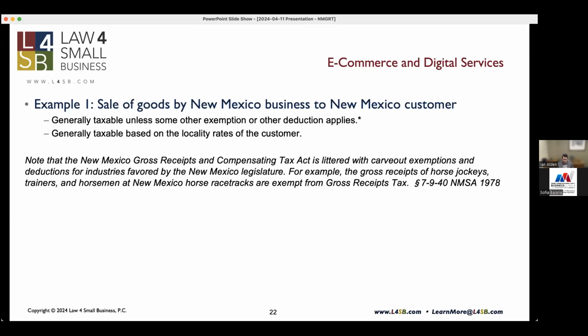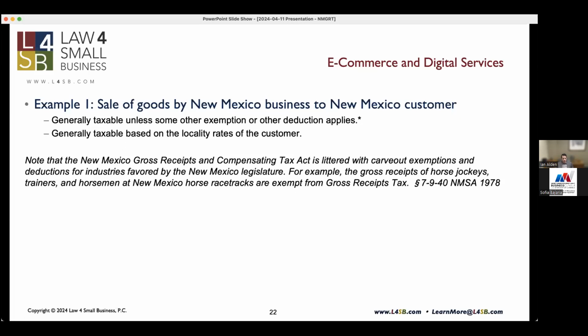The Gross Receipts Tax and Compensating Tax Act. Keep in mind, this act is littered with carve-out exemptions and deductions for very specific industries that have been favored by the New Mexico legislature. There's not a nicer way of putting it. It's pet industries. For example, gross receipts of horse jockeys, trainers, horsemen, and the racetracks actually are exempt from gross receipts tax because the legislature decided they like that industry.